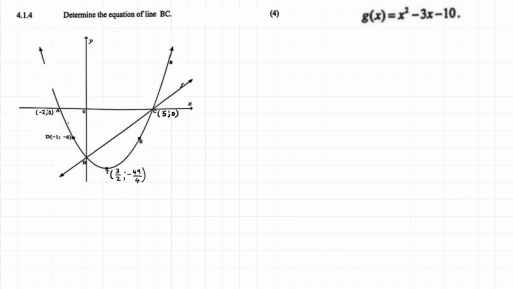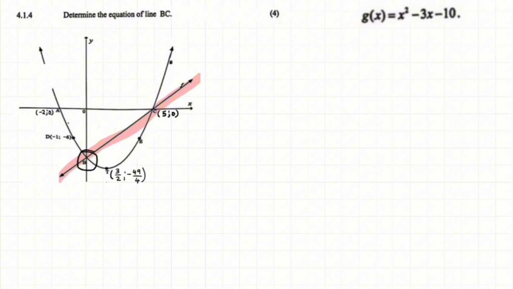So our next question is 4.1.4. They say determine the equation of line BC. Where is line BC? We already have 5 there. So this is just determining the equation of a straight line, because that's what we're going to do here. So how can we find that? If we can find the value of B, then we can find the gradient, or we can do it another way. The easiest way, I just discovered it right now.